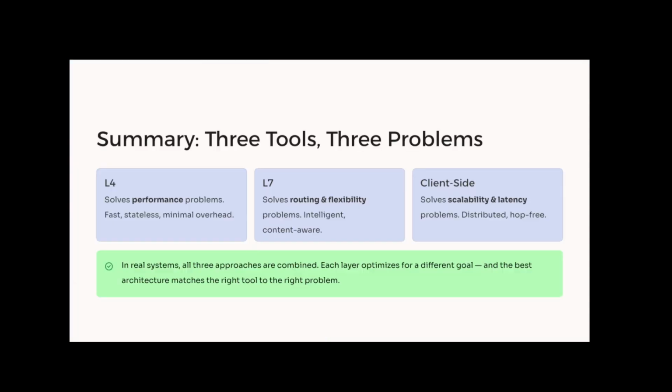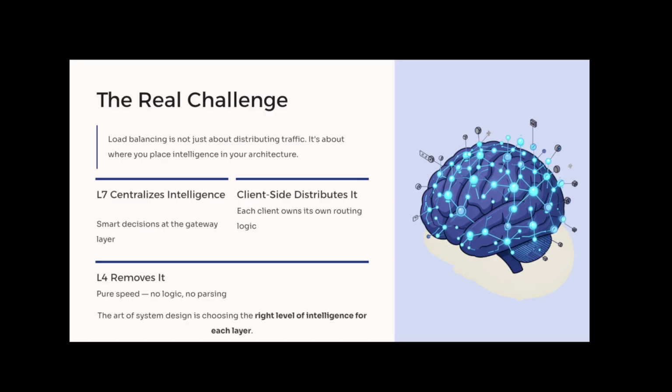To summarize, L4 solves performance problems, and L7 solves routing and flexibility problems. Client-side load balancing solves scalability and latency problems. In real systems, we usually combine all three approaches. To conclude, load balancing is not just about distributing traffic, it's about where you place intelligence in your architecture. L7 centralizes intelligence, client-side distributes it, and L4 removes it for performance. The real challenge is choosing the right level of intelligence for each layer.